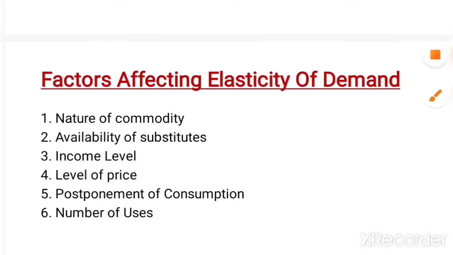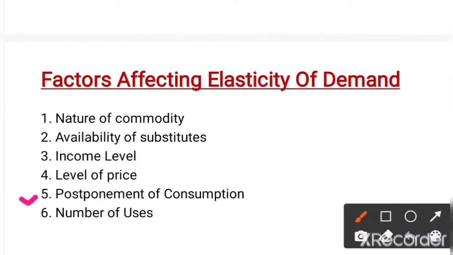And what is the fifth factor? That is postponement of consumption. Suppose you want to go to a marriage, and that marriage is tomorrow only. Then you want to purchase some new dress, so you'll go to the market. Whatever price they tell you, you will be ready to give, because you have to attend that marriage, and that marriage is tomorrow only.